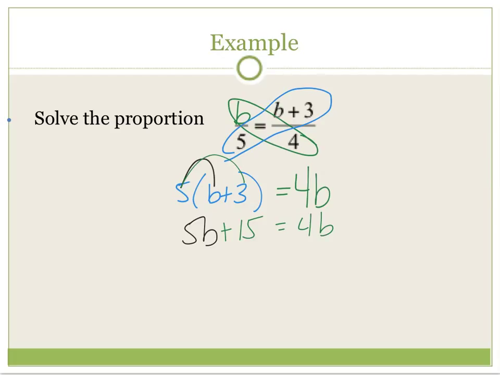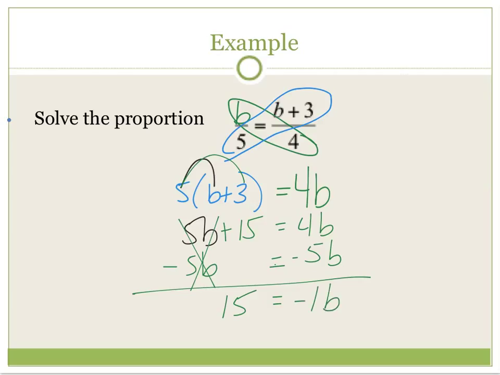First, get all the b's on one side. So I'm going to remove it from the left. So on the left, I have just 15. And on the right, I have 4b minus 5b, which is a negative 1b. This tells me that my b is a negative 15.